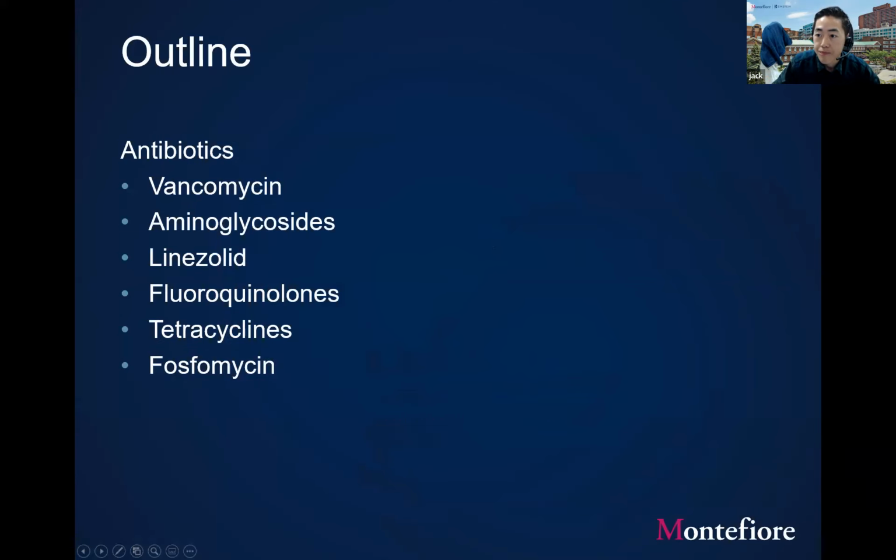So we'll be going over a few antibiotics today, not all of them, particularly vanc, aminoglycosides, linezolid, quinolones, tetracyclines, and fosfomycin. You'll typically see these three a lot at Wakefield when you're treating some of these bone and joint infections, the linezolid, quinolones, and tetracyclines.